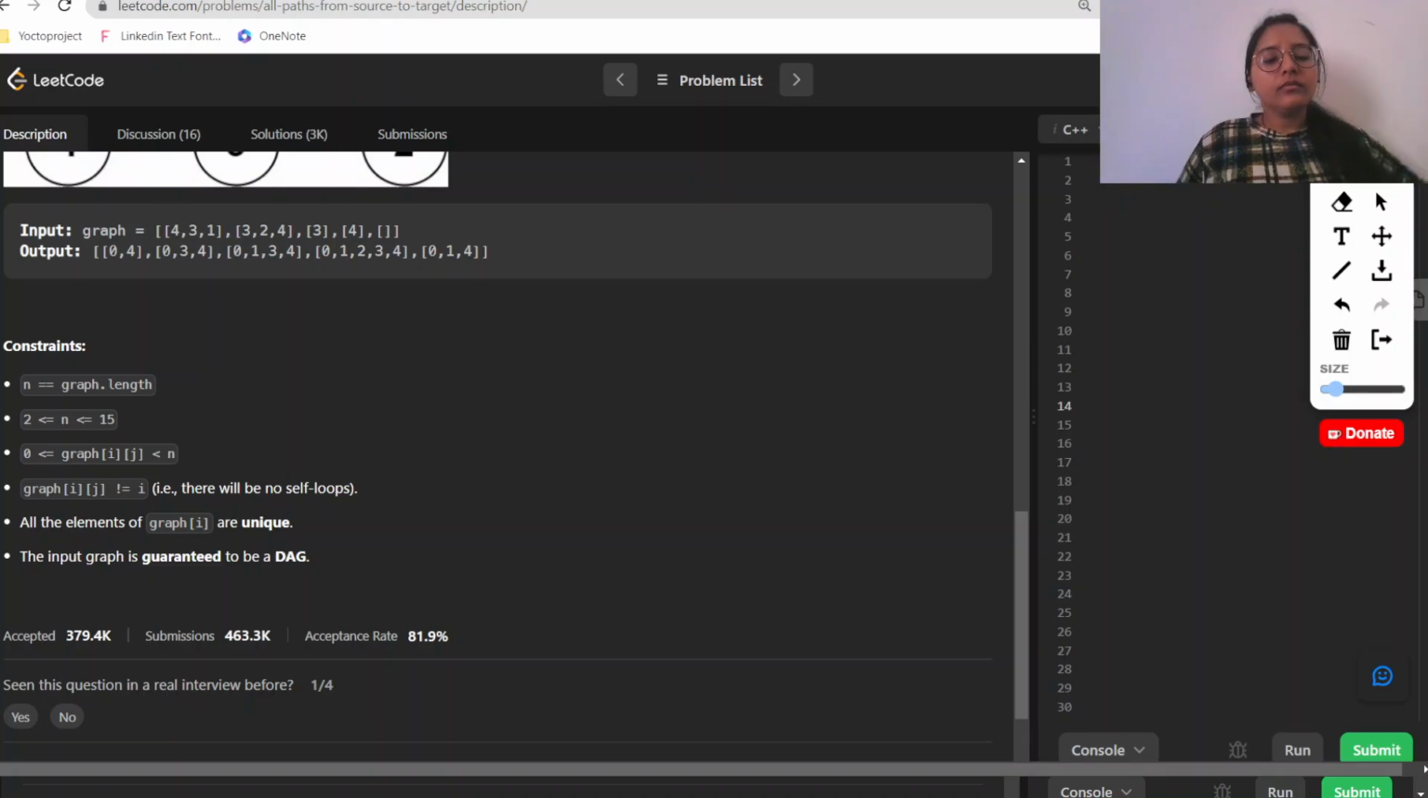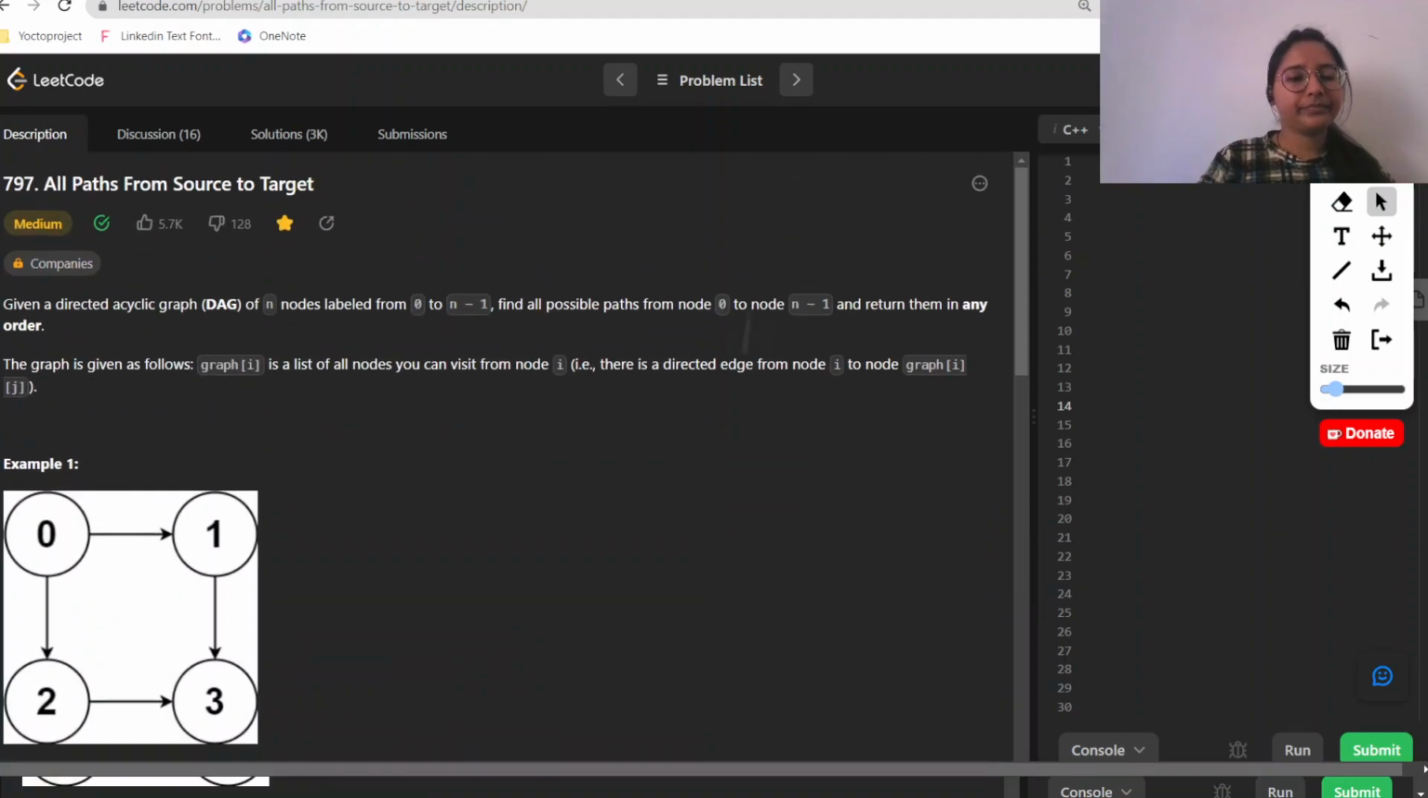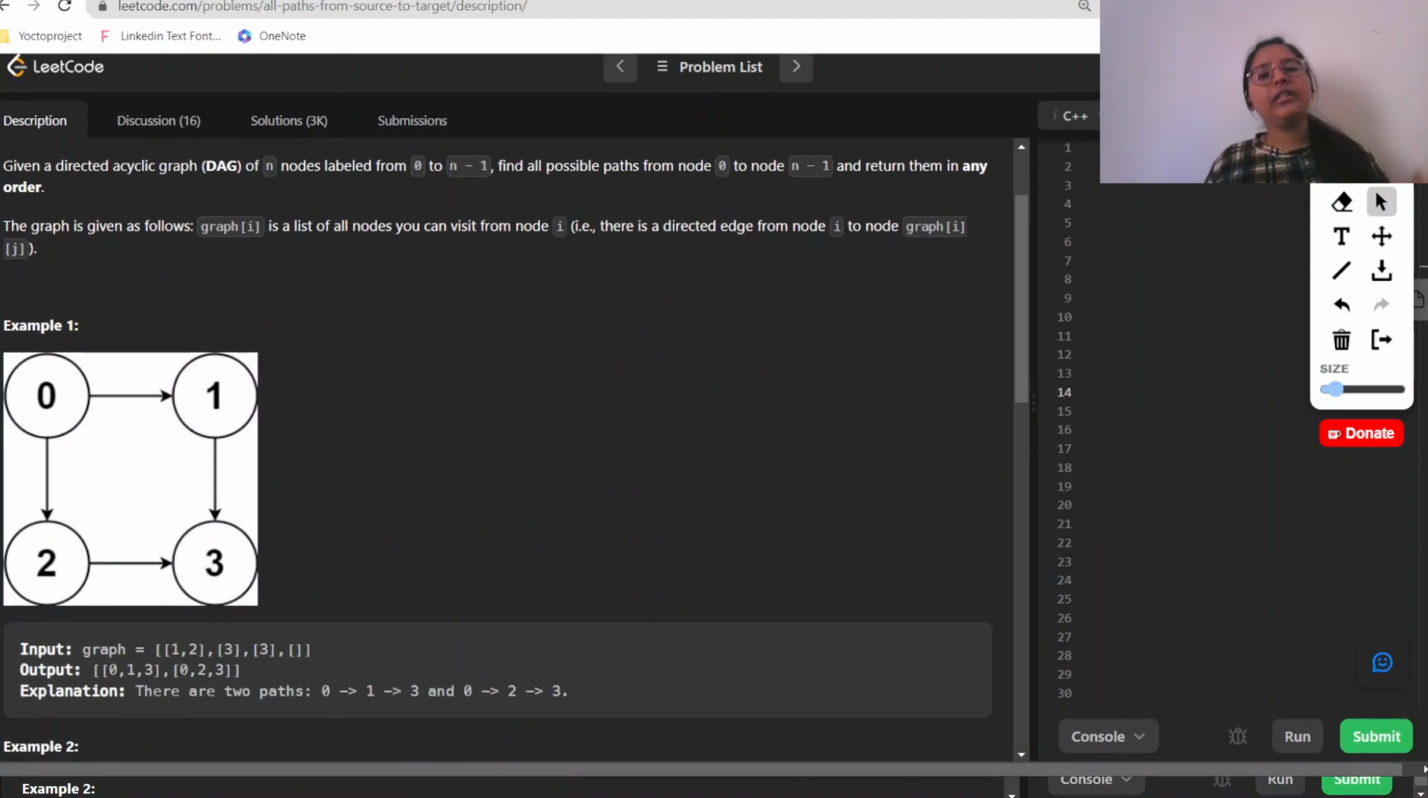Now comes the next part, how we are required to do this question. For that part, see, the first question that comes to mind when there is a question like this.